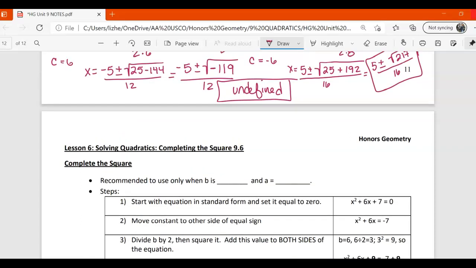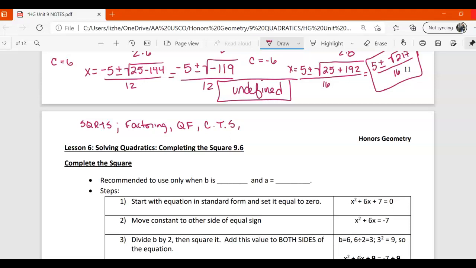So we have using square roots, factoring, the quadratic formula, completing the square, which we're going to do today, and then graphing. And so we're actually doing both of these today. You should know how to do all of these.